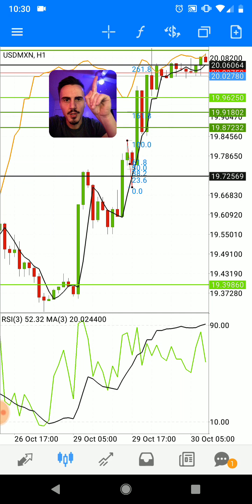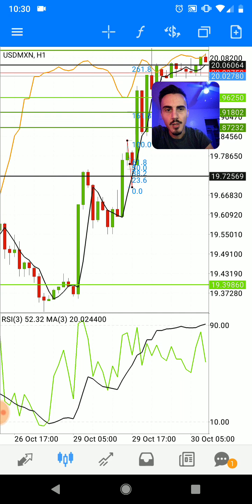Uh-oh, look, there's another 261. That's probably the for sure ceiling right there. This is probably just a distraction, but you notice it might not be a 100% distraction if you're trading live. Something to pay attention to.